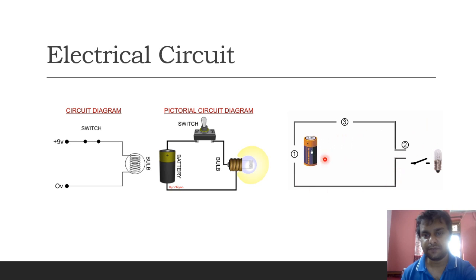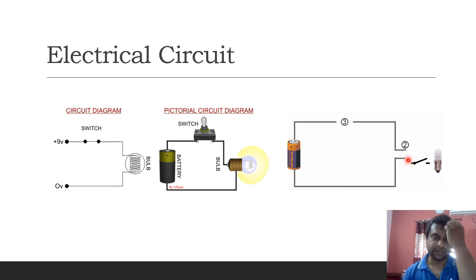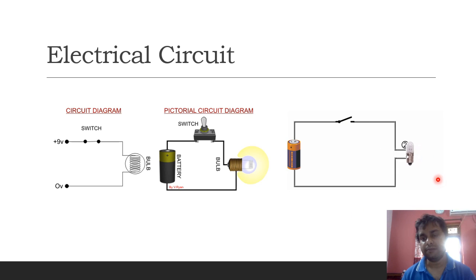Once again, we'll have a look. The battery is put over here. Here's the switch in off mode, and the bulb is put. So when we switch on, the circuit is complete, allowing the flow of electrons, and thereby the electricity or the current flows through this particular circuit, lighting the bulb. See, this is the same as what we saw over here on the left hand side.